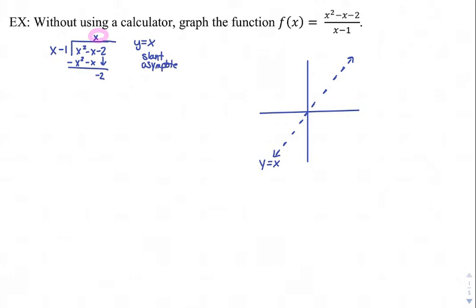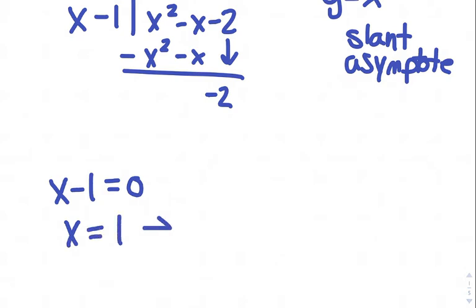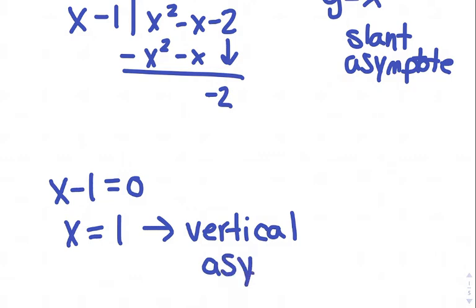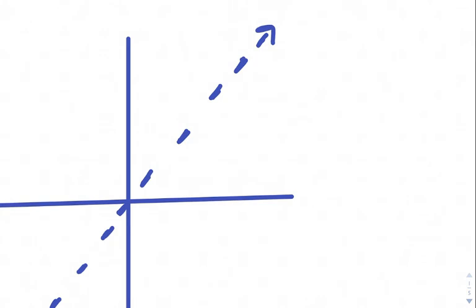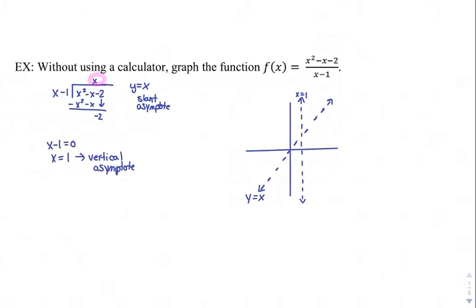So let's start with the vertical asymptote. For the vertical asymptote, what I do is I set the denominator equal to 0. So x minus 1 equals 0. That means that x equals 1. That is my vertical asymptote. So I'm going to plot that line x equals 1. And since it's an asymptote, it has to be dotted. Now I need to find my x and y intercepts.